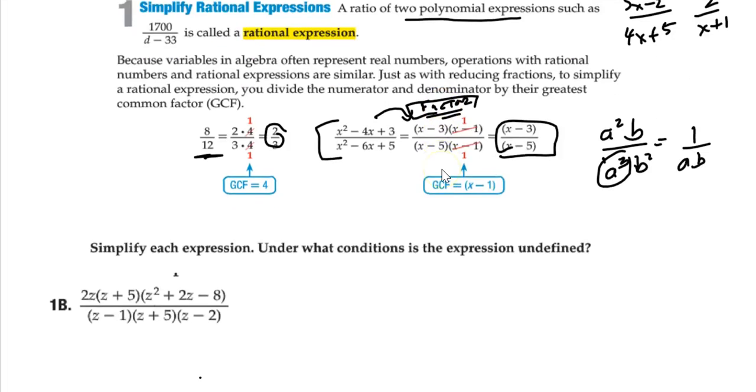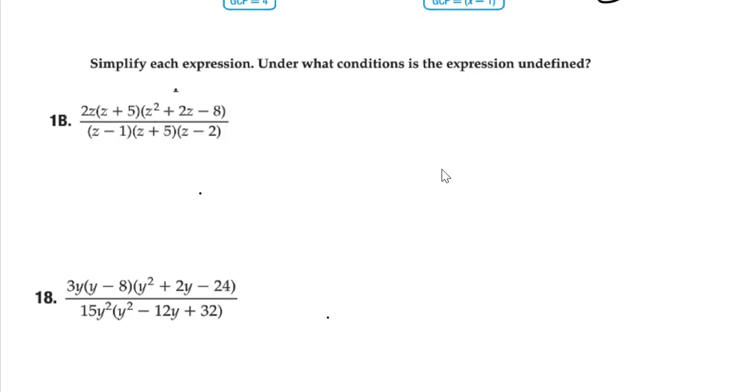Okay, so now let's do a formal way. Let's talk about a formal way actually of simplifying this stuff. Now before we do that though, we gotta talk about something very important. It's what's known as, under what conditions is the expression undefined? We call this a restriction.